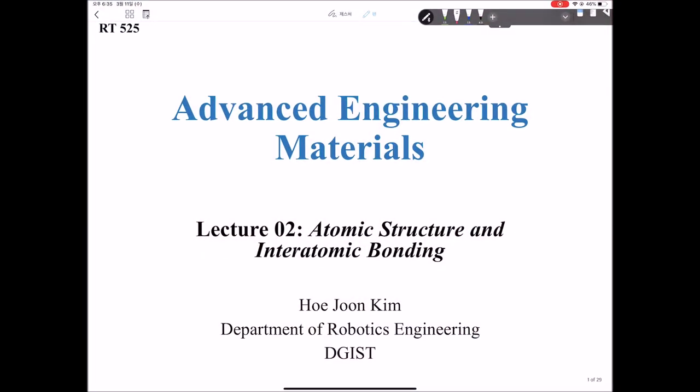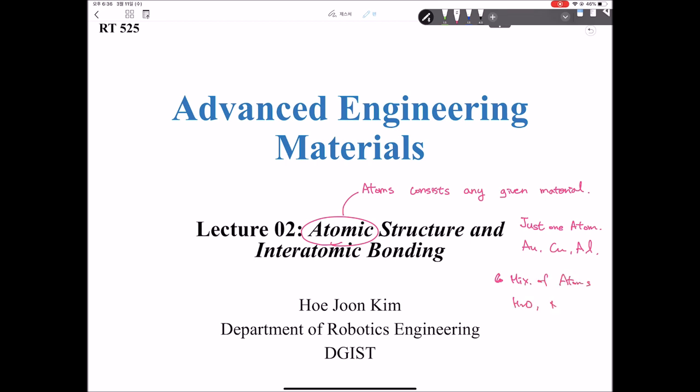So today we're gonna learn about atoms. We're gonna learn about the atoms' atomic structure and interatomic bonding, and we are doing this because atoms make up any given material, right? It can be just one atom, like gold, copper, aluminum, or it can be a mix of atoms, right? H2O, NaCl. So let's look at these atom structures and how they are connected or how the bonding is formed.